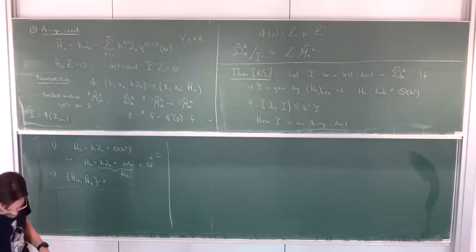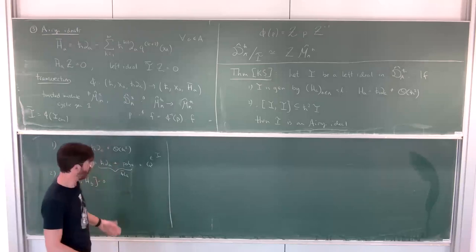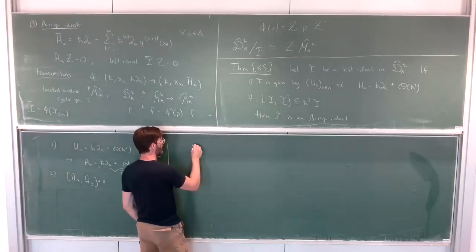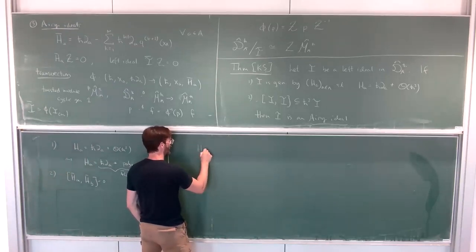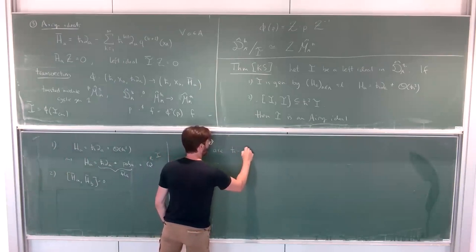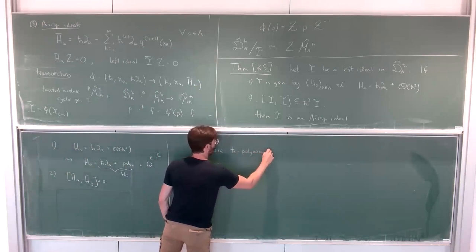So what I'll just say here is a few things. I want to say why this is interesting. The main reason why this is interesting is if you can find HA that are H bar polynomials. Okay, so what's the point here?